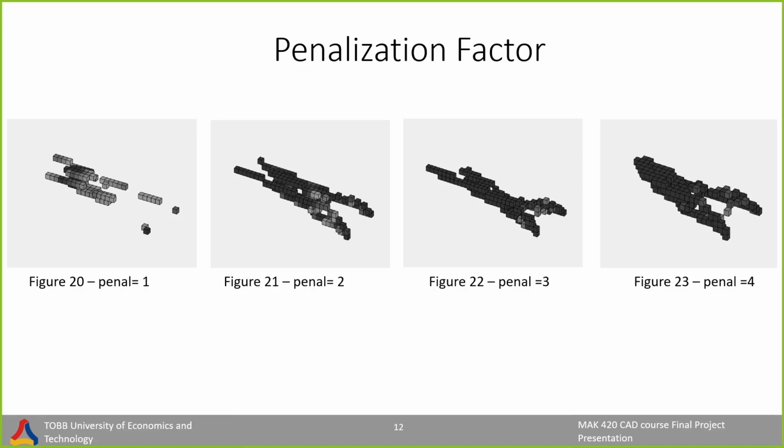Penalization factor is another important parameter in topology optimization, as it controls the trade-off between material usage and design smoothness. A higher penalization factor will lead to a smoother design with less detail, while a lower penalization factor will allow for more intricate and detailed designs, but with a potential increase in material usage. In this slide, different topology optimization results for different penalization factors can be seen.